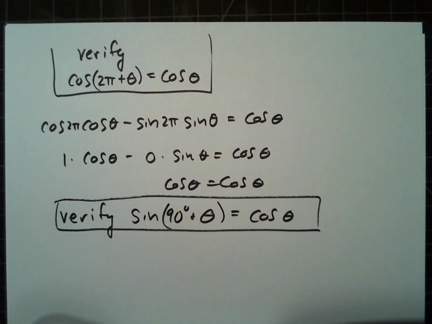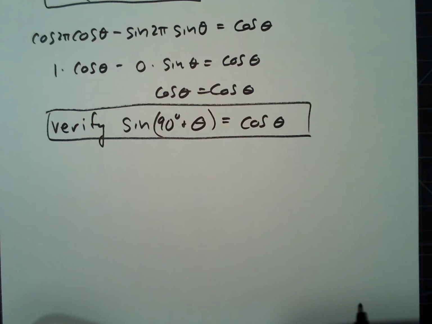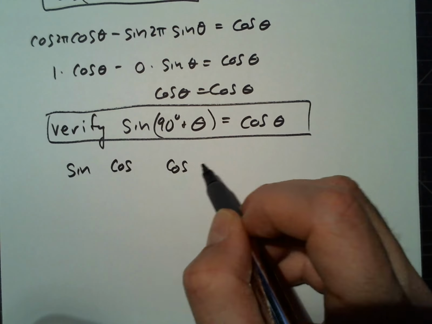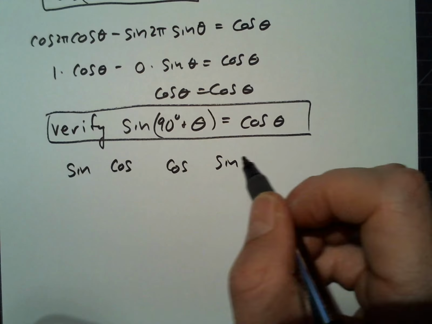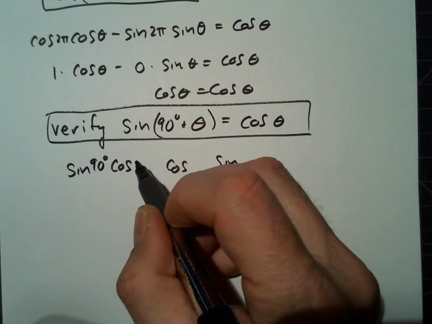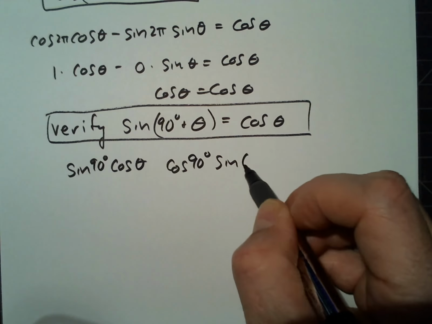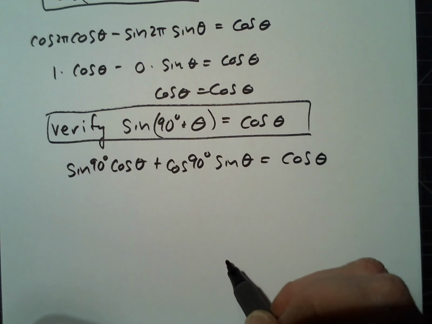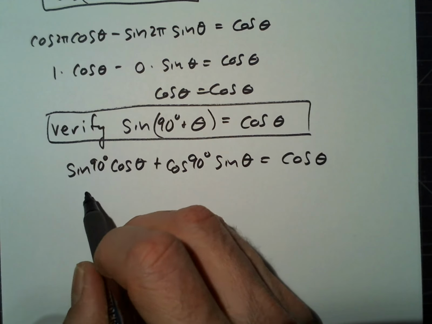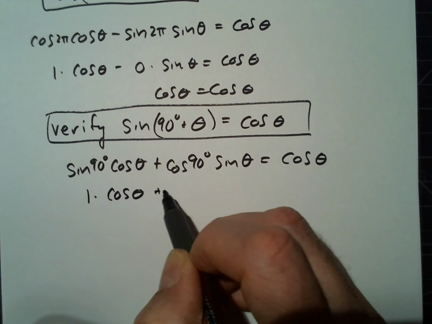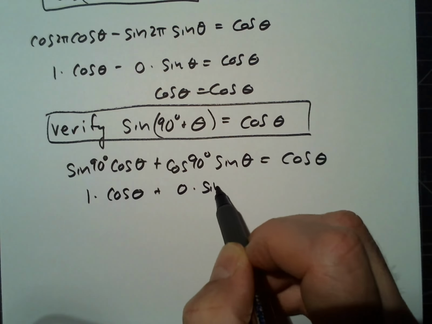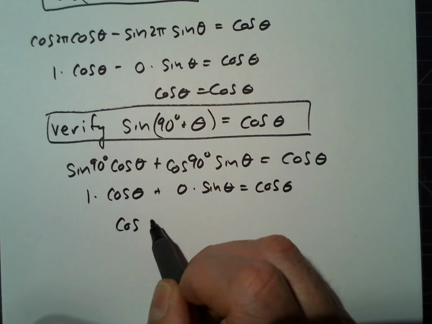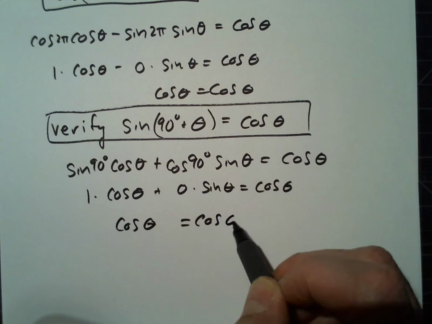And pause the video, try that one. And we use the same operation for sine. Sine of 90 is 1. Cosine of 90 is 0. So we have cosine equals cosine.